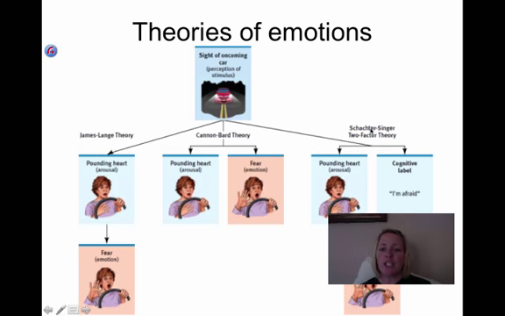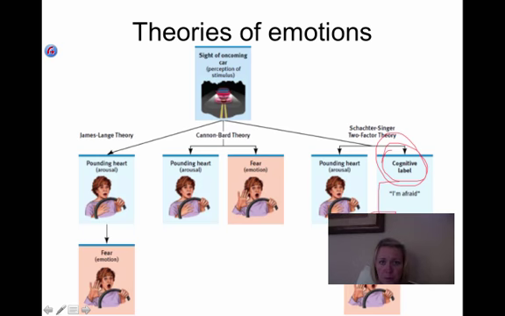So Schachter's two-factor theory adds this cognitive label, and they say this cognitive label piece is a key component because the physiology of our emotions is so similar, right? Our heart pounds when we're afraid, our heart pounds when we're happy, our heart pounds when we're excited. But the cognitive label is super important because they said this cognitive label is what really determines the emotion that we are going to experience.